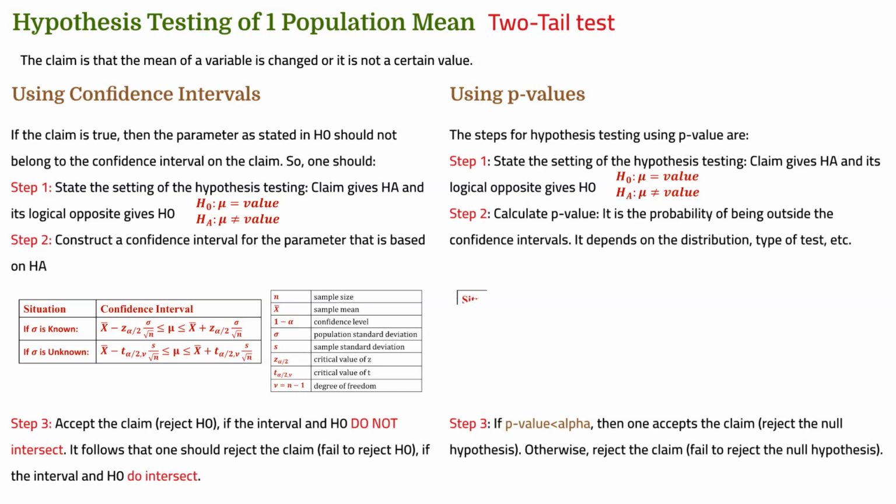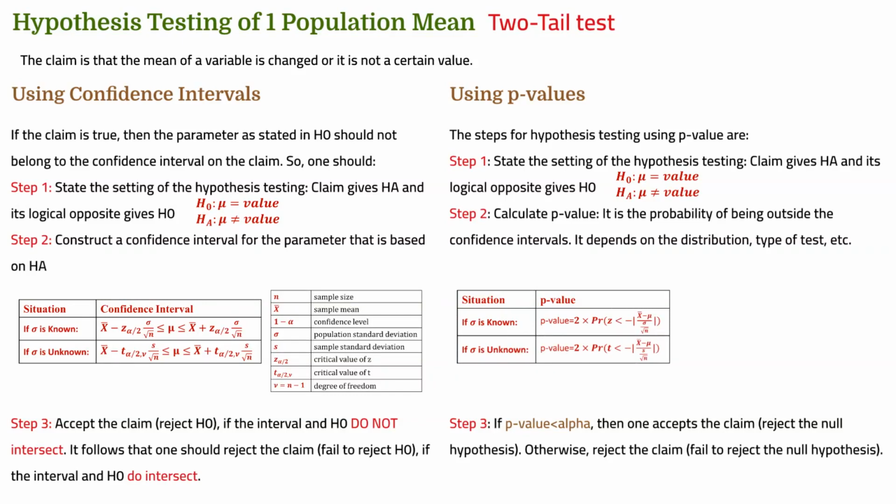As for the p-value, the same setting for the hypothesis testing. But if sigma is known, p-value is calculated as 2 times probability of z less than minus absolute value of x bar minus mu divided by sigma over square root of n. And when sigma is unknown, 2 times probability of t less than that value. Instead of sigma, we use s. And for the values, we don't use z alpha divided by 2 or t alpha divided by 2, only n, x bar, 1 minus alpha, sigma or s, and degree of freedom, nu, equal n minus 1.